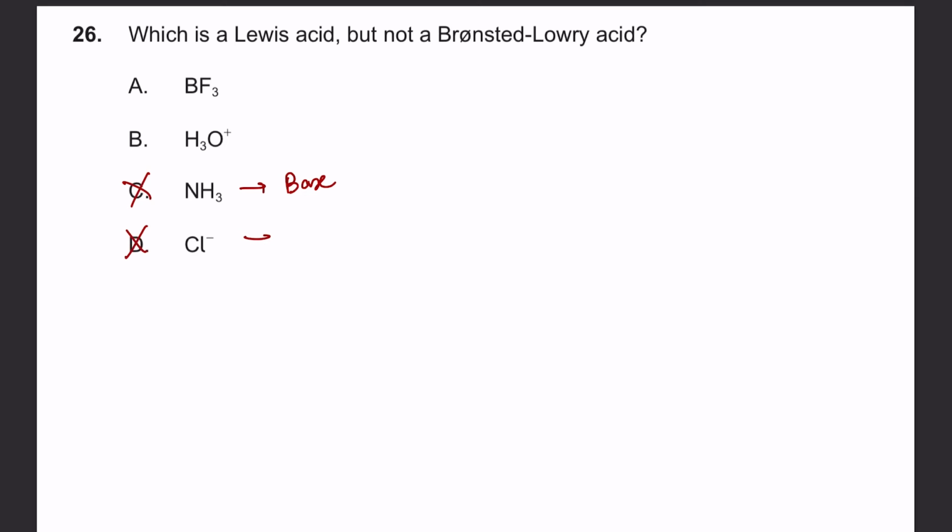Cl minus is a neutral salt, or you can say it's a neutral ion. So this will not be the answer too. H3O plus can donate an H plus, so this is a Brønsted-Lowry acid. Only BF3 can be our answer, and that is also true. This is because B has an empty orbital which it can use to accept electrons. So we know acids are electron acceptors, so BF3 is our correct answer.